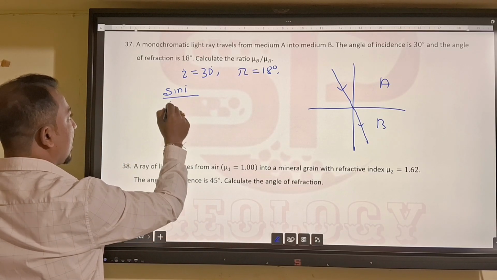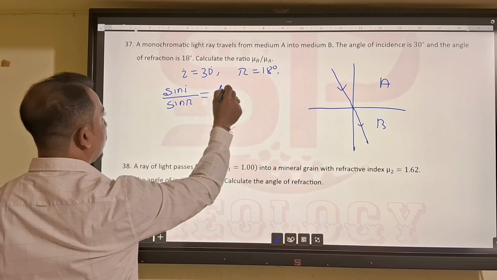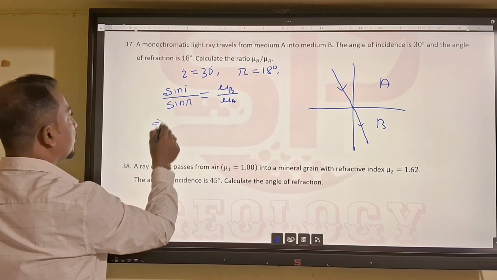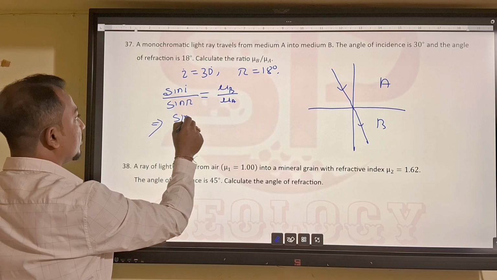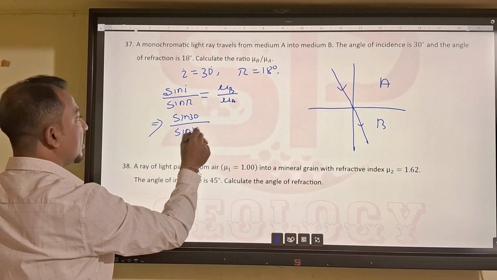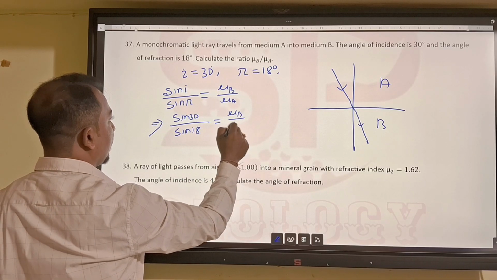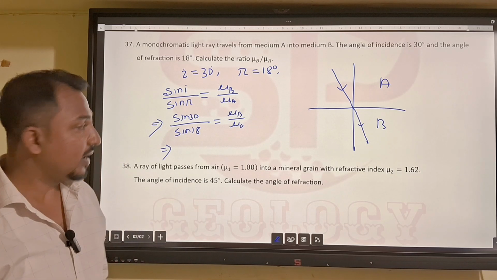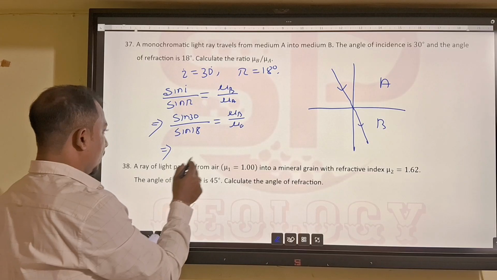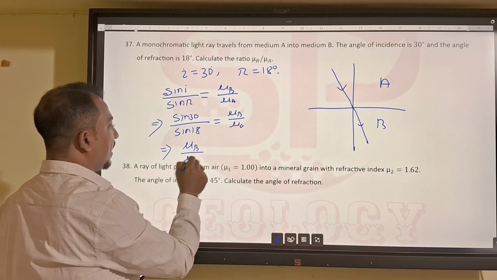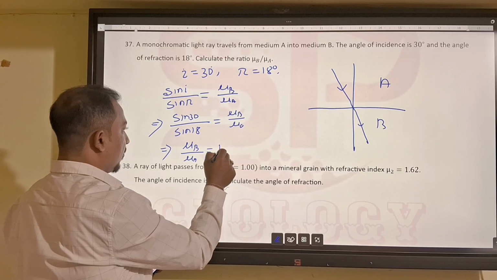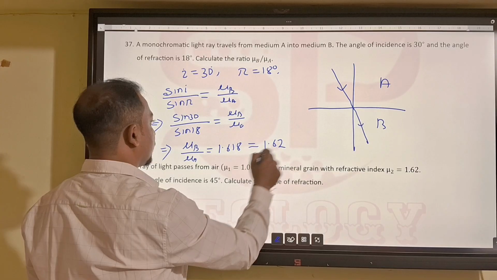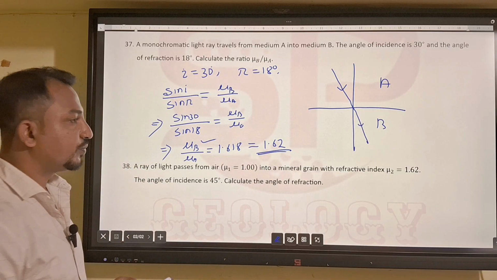So sin i by sin r equals mu B by mu A. So it will be sin 30 degrees divided by sin 18 degrees equals the ratio mu B by mu A. Sin 30 will be 0.5, divided by sin 18. So mu B by mu A will be 1.618, or if you round up it will be 1.62. The ratio will be 1.62.